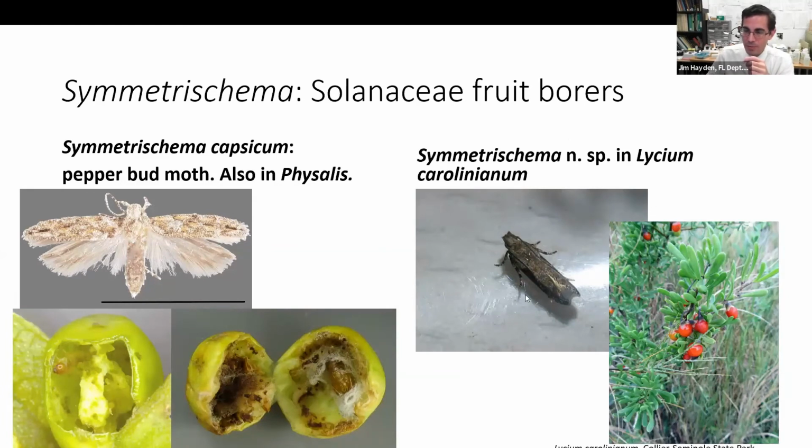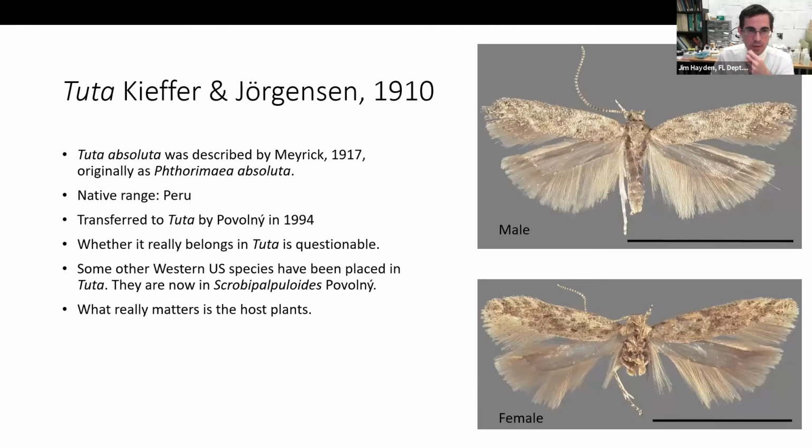I wanted to just mention this one other thing over here. Symmetroschema, there's an undescribed species of Symmetroschema in this wild plant called Lycium carolinianum. This is a cool thing. I know I've caught these things and raised them before. There's a lot of new discoveries out there.